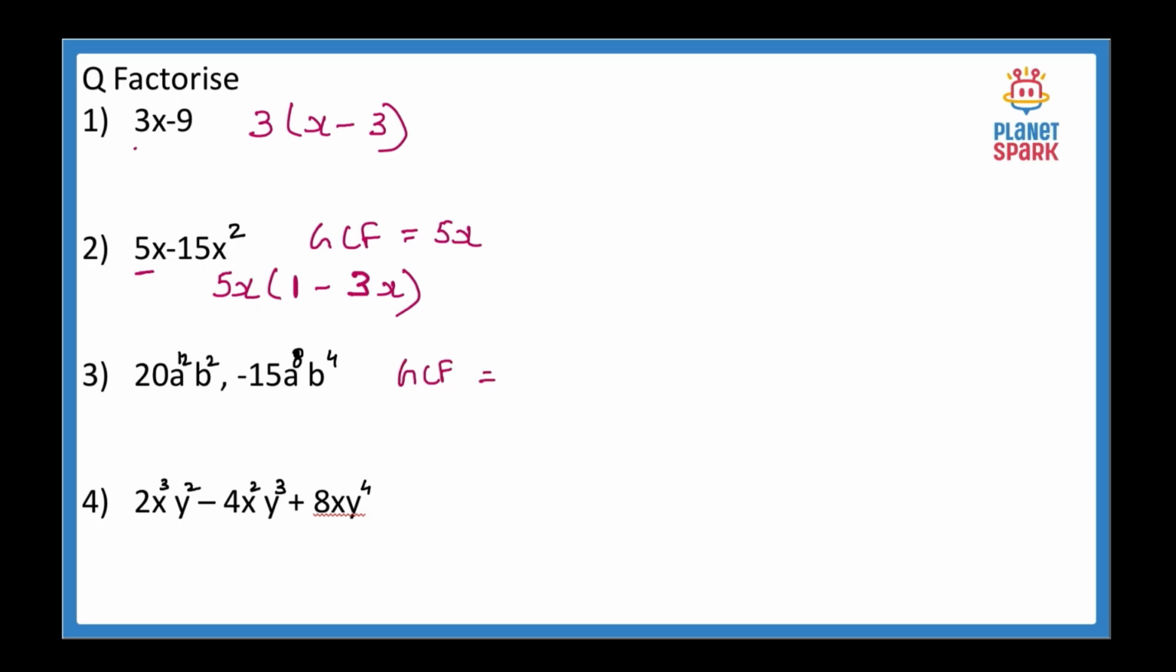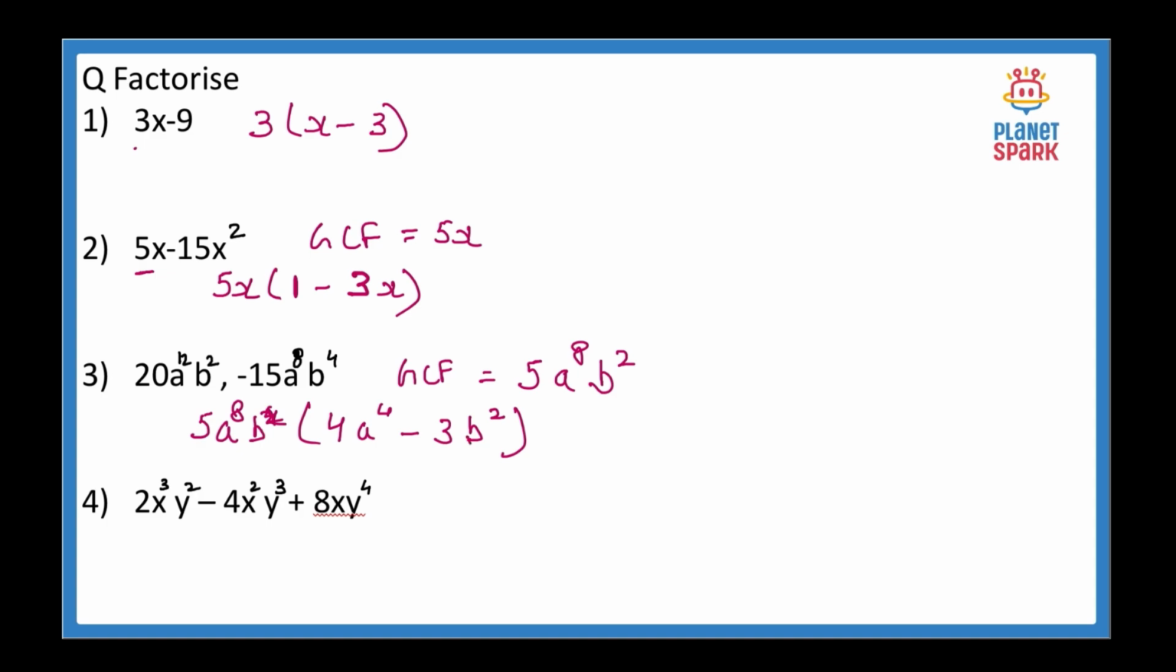Similarly, 20a power 12 b square minus 15a power 8 b power 4. The greatest common factor of 20 and 15 is 5, and out of a power 12 and a power 8, a power 8 is the smallest one, and b power 2 is going to be my GCF. My greatest common factor is 5, a raised to the power 8, b raised to the power 2. When I take it out common from the first term, I would be left with 4 a raised to the power 4. Rest everything has been taken out common. From the second term, we would be left with minus 3 a b raised to the power 2. So that is my answer.